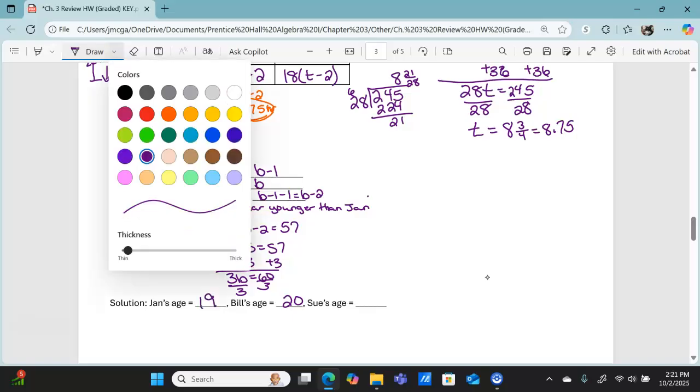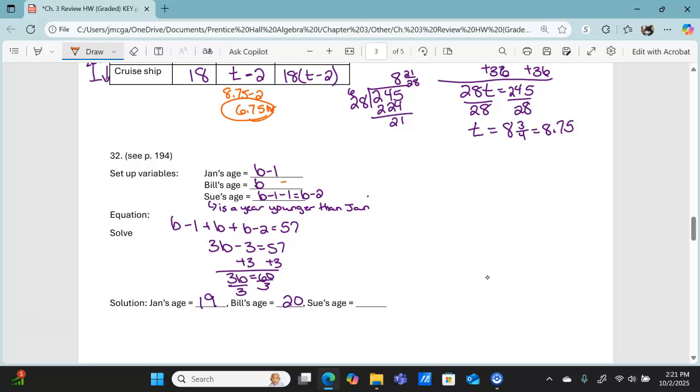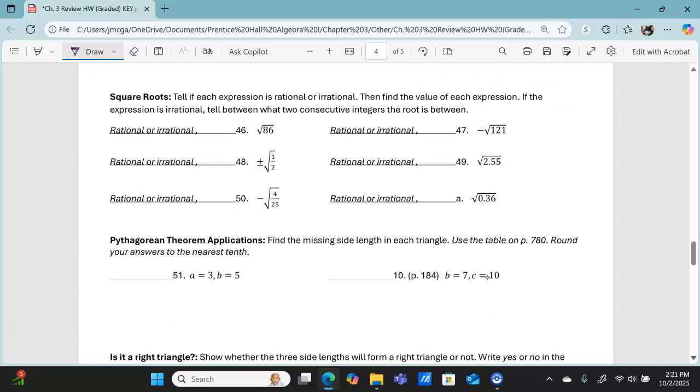And I'll do that up here in a different color. So again, this was 20. This is 20 minus 1, which would be 19, and this would be 20 minus 2, which would be 18. So that's why identifying those variables at the very beginning is very helpful.